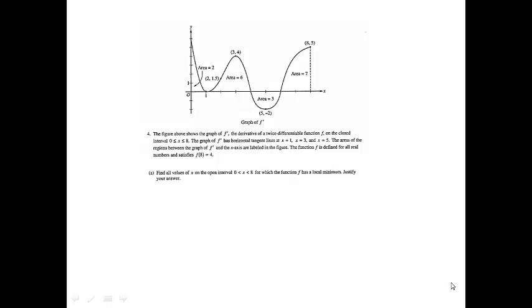Problem 4. The figure above shows a graph of f prime, the derivative of a twice differentiable function f, on the closed interval from 0 to 8. The graph of f prime has horizontal tangent lines at x equals 1, x equals 3, and x equals 5. The areas of the regions between the graph of f prime and the x-axis are labeled in the figure. The function f is defined for all real numbers and satisfies f of 8 equals 4.